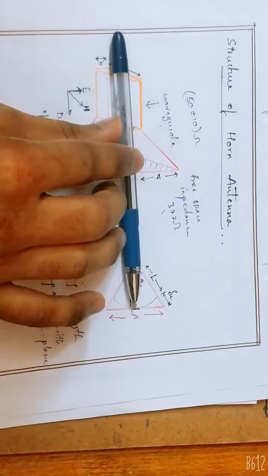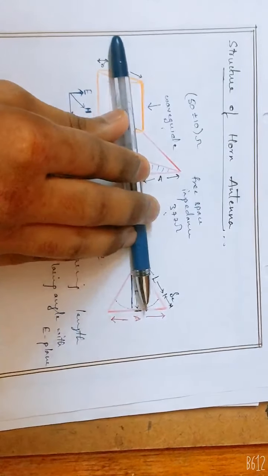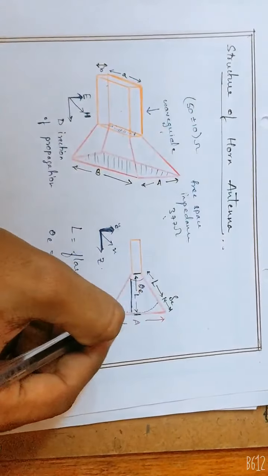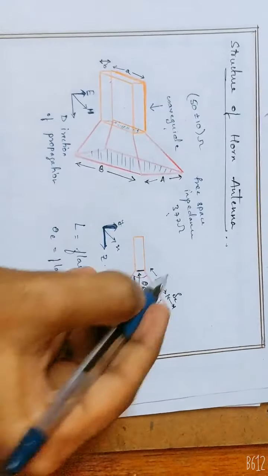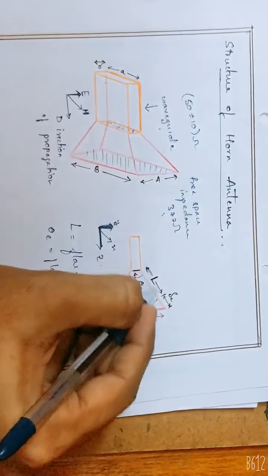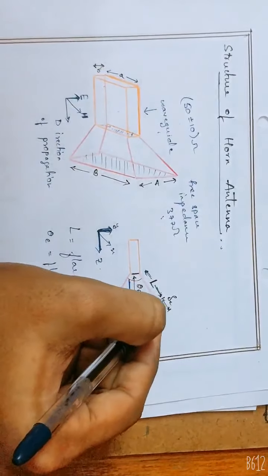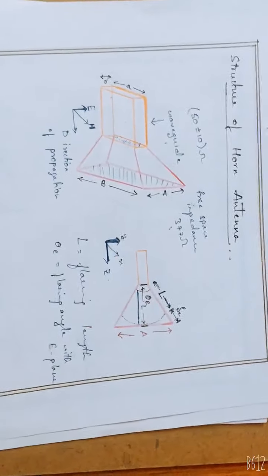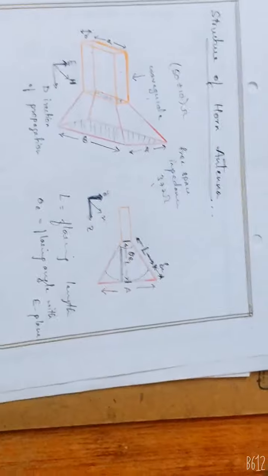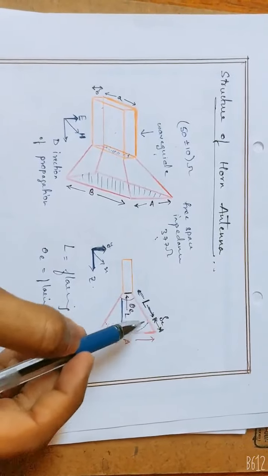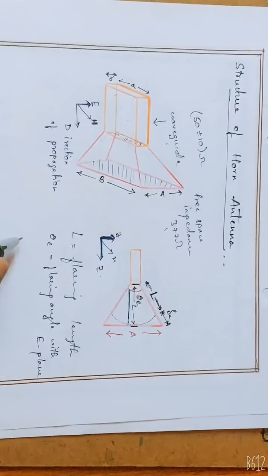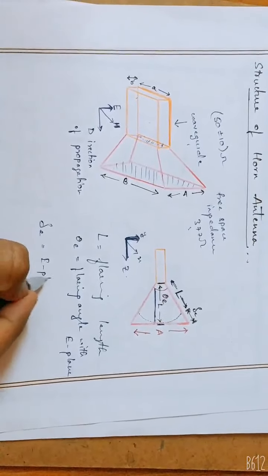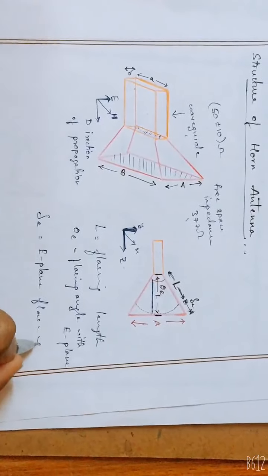Now if we draw an arc from this position to this, we get the arc shown here. The difference from L, which is here, and the remaining distance will be represented as delta E. Delta E is the E plane phase difference. Here delta E is the E plane flaring difference.